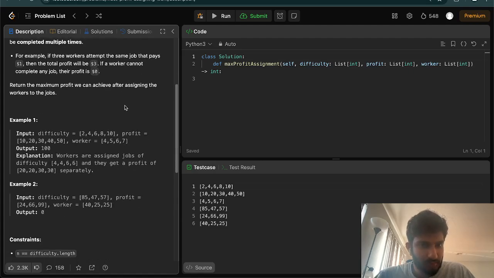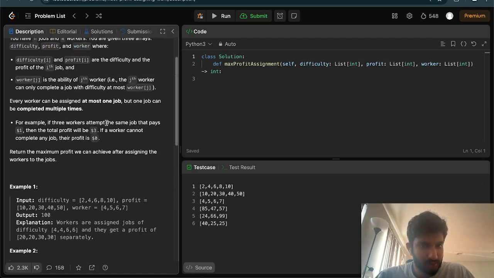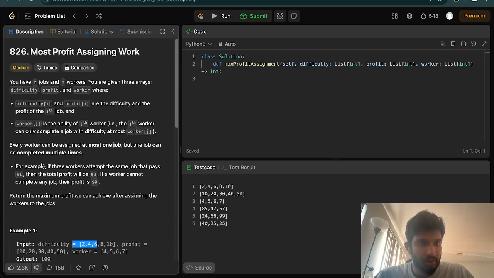So basically, worker zero can complete a job that has a max difficulty of 4. This guy can do 6, so he can do these three, and he can also do these three only.